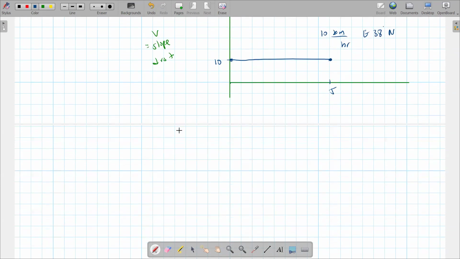Now, acceleration, A, is the slope of the velocity versus time curve. So here, what's the slope of this line? It's a horizontal line.